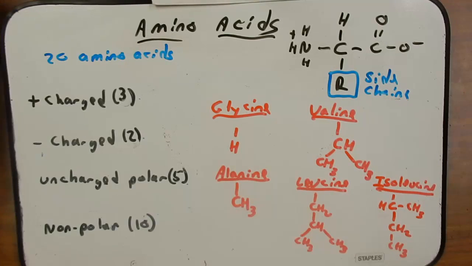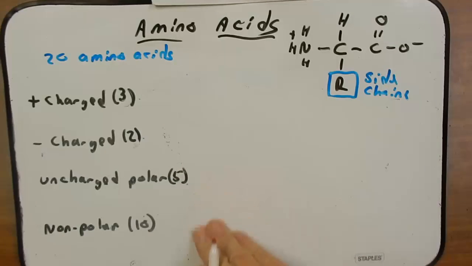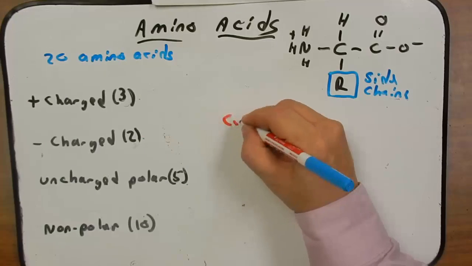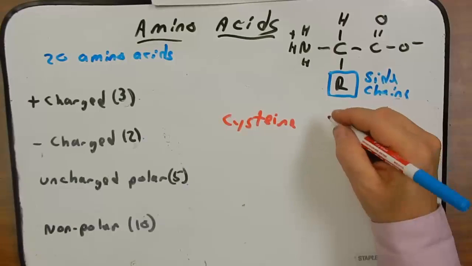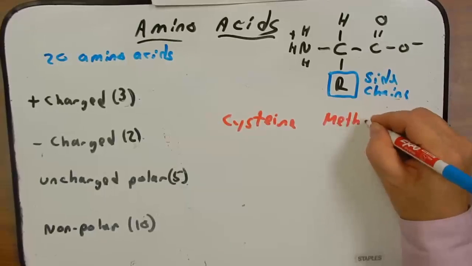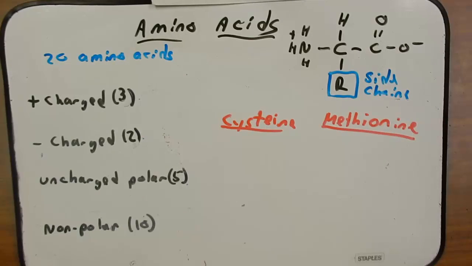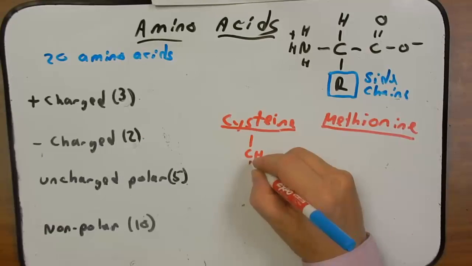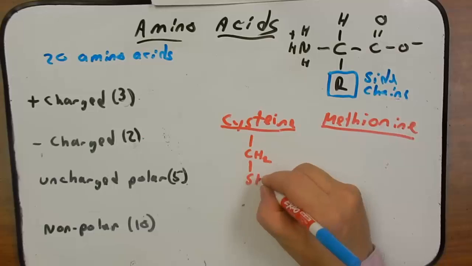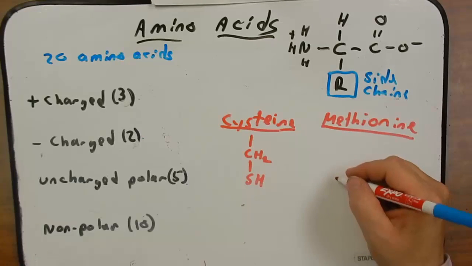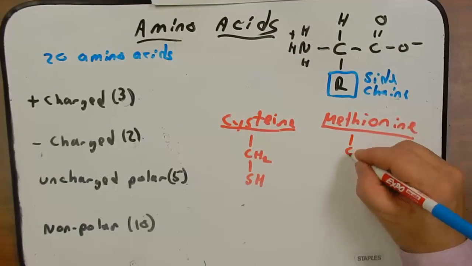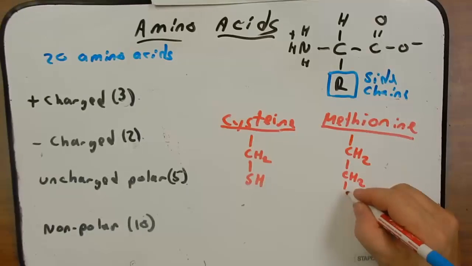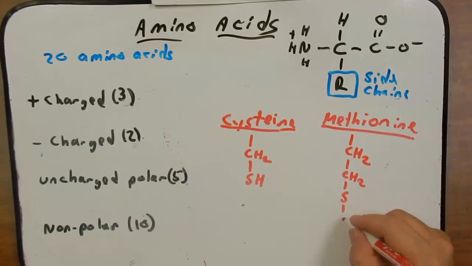Alright, now we still have 3 more to go. 2 of them are often paired together because they have sulfurs in them. They're the only 2 with sulfurs in them. And they include cysteine and methionine. So these you should recognize because they have the sulfur in them. Cysteine is a little simpler. It just has the CH2 with the sulfur and hydrogen atom added to it. Methionine is a little bit more complex. It's a little longer. It has these 2 carbons with a sulfur group next, followed by a methyl group.